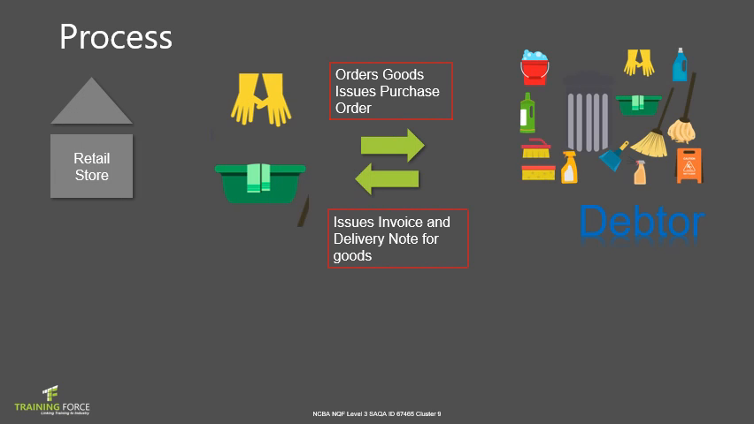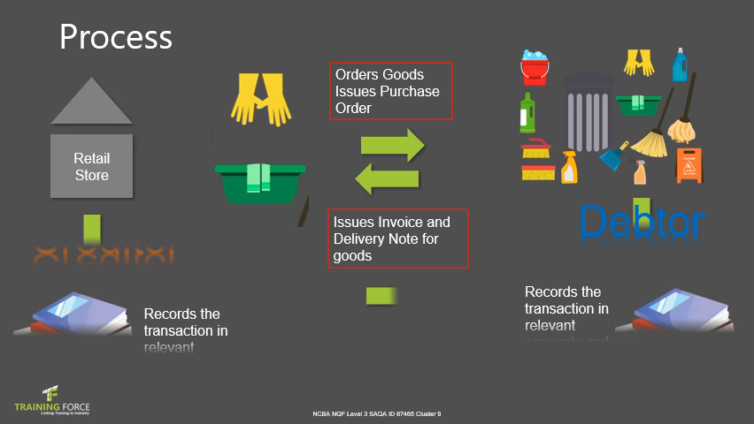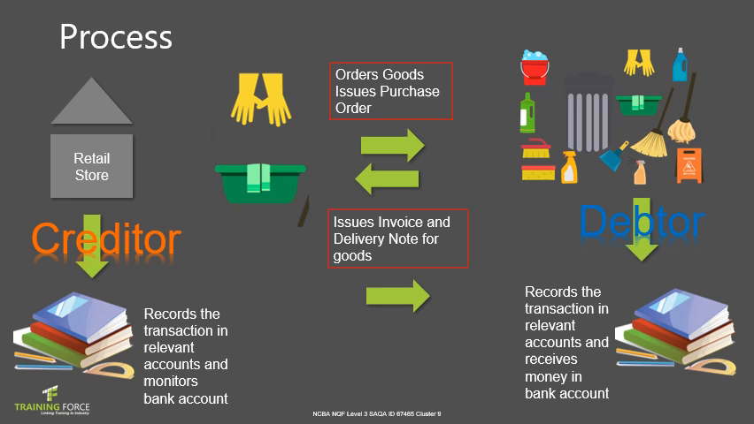The process of transactions and documents produced for the specific transactions may look as follows. The retailer orders goods, issues a purchase order, and sends it to the manufacturer, who is then the creditor. The manufacturer delivers the goods with a delivery note and issues an invoice for the goods purchased. Both parties record the transactions in the relevant book accounts and monitor their bank account, one for the debit and the other for the credit.